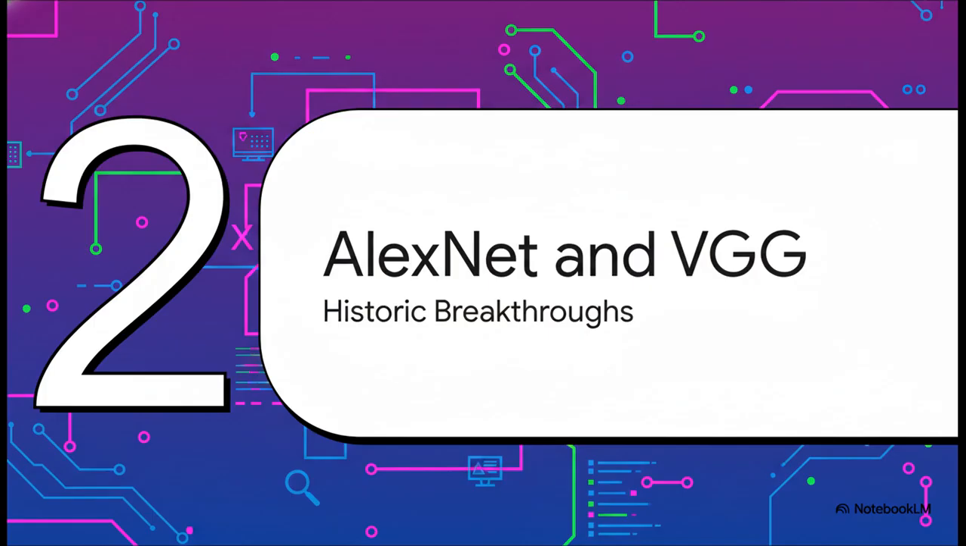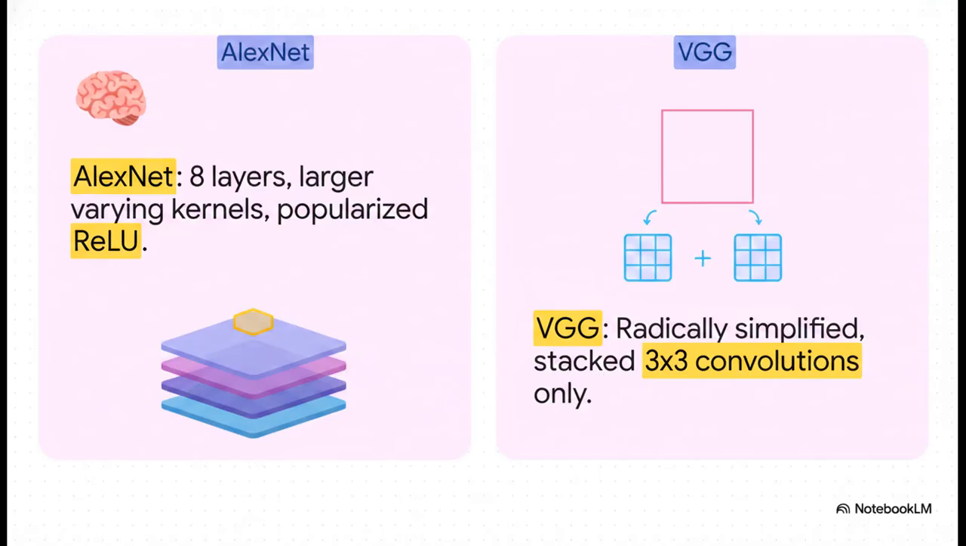Moving right along to section 2, the AlexNet and VGG breakthroughs. So, by the year 2012, scaling up these exact mathematical operations turned deep learning from a niche academic curiosity into an absolute technological juggernaut. AlexNet was the massive breakthrough here. It used an 8-layer network with larger, varying kernel sizes and essentially popularized the ReLU activation function, which absolutely crushed error rates. But a few years later, the VGG architecture comes along and radically simplifies the structural math.